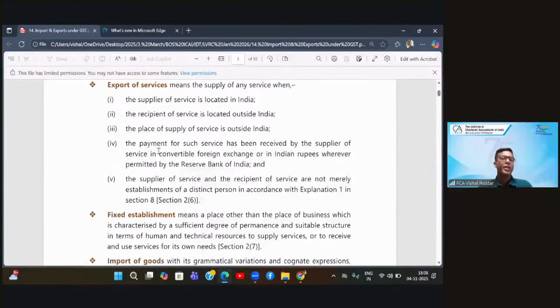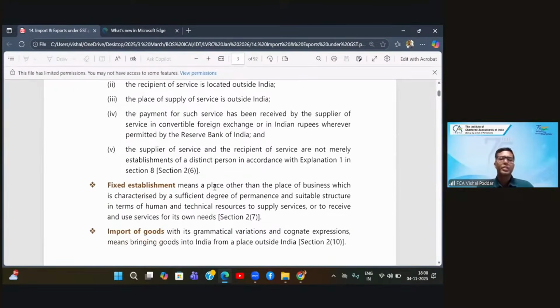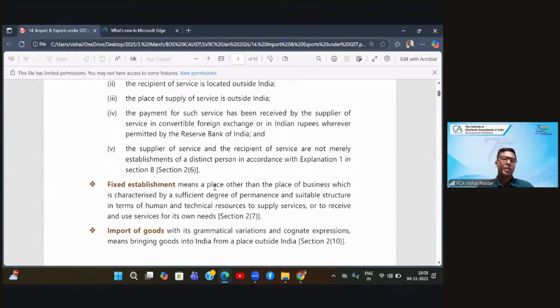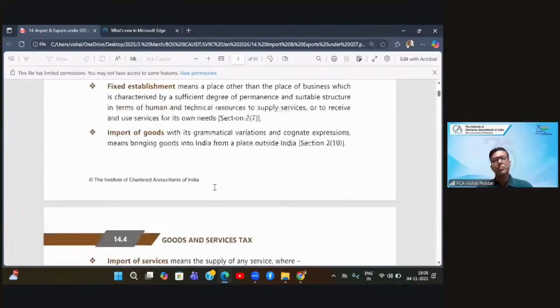So the fourth criterion is that the payment for such services is received in foreign currency. And fifth is that the person sitting outside, to whom you are supplying, should not be your own unit or your own branch. Because if you are supplying to your own branch, then technically the government of India is not benefited because it is you only who is sitting outside. So the fifth condition is that the recipient and the supplier should not be branches of the same entity.